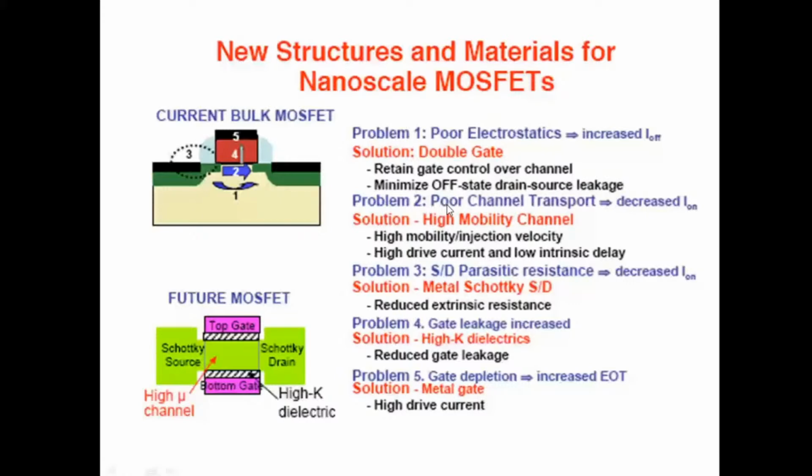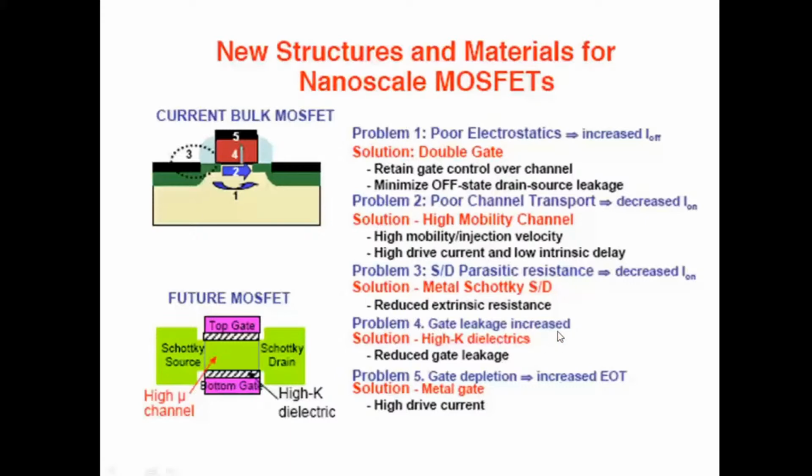Problem 2 is poor channel transport. This decreases the I on. So we can use high mobility material in the channel. This will increase the mobility as well as the velocity of the ejected electrons from the source. We'll get high current drive and low intrinsic delay. Problem 3 is source drain parasitic resistance, which tends to decrease the I on. Instead of using the semiconductor source and drain, we use metallic source and drain, using Schottky junctions.